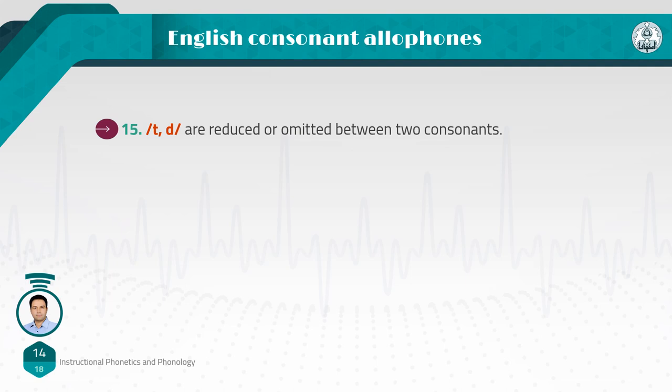15. T and d are reduced or omitted between two consonants. Fact finding. Most people. Grandmaster. Best game. So you heard that I just dropped t and d in these words. Instead of saying fact finding, I said fact finding.